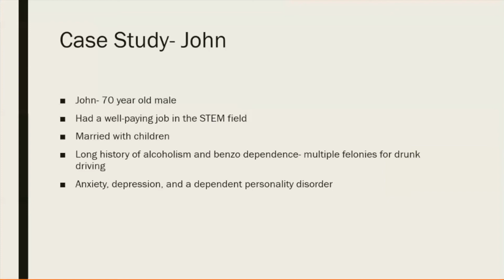He was married and he had children, but he was also divorced. He had a long history of using alcohol and benzodiazepines, and he also had multiple felonies for drunk driving, starting in his 40s. He also had co-occurring diagnoses of anxiety, depression, and dependent personality disorder. So when I worked with John, he was just kind of a curmudgeon.